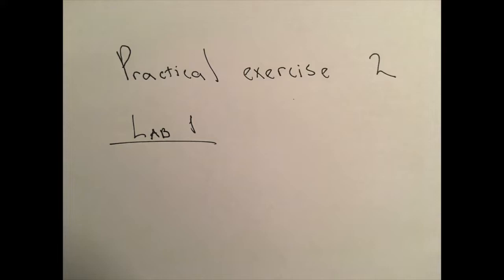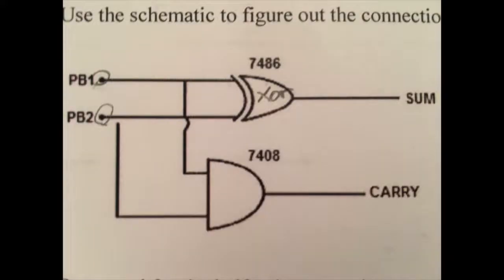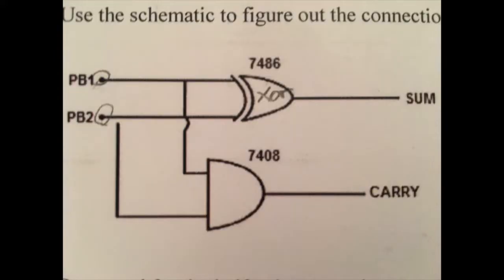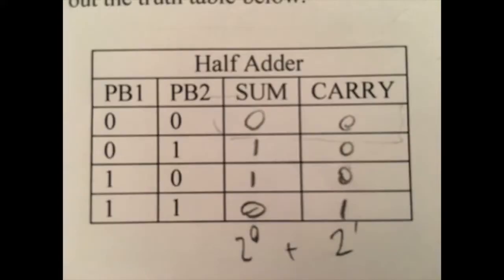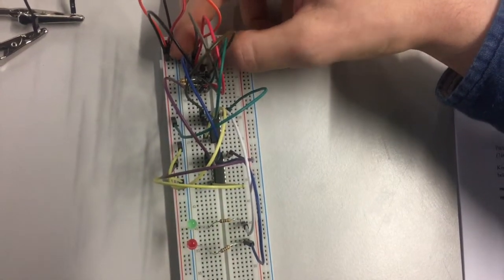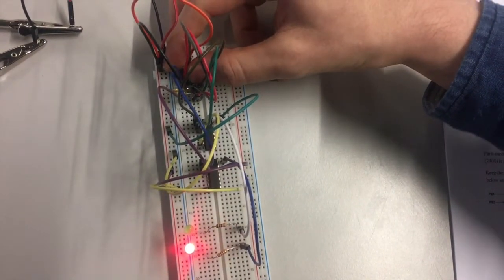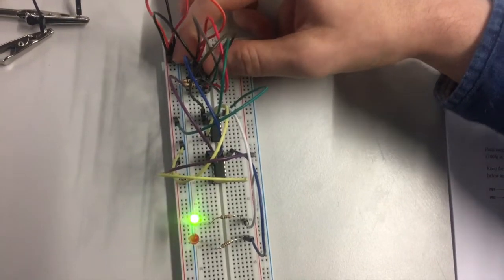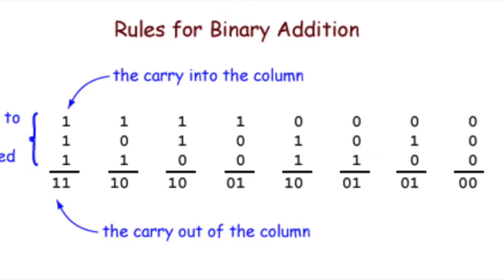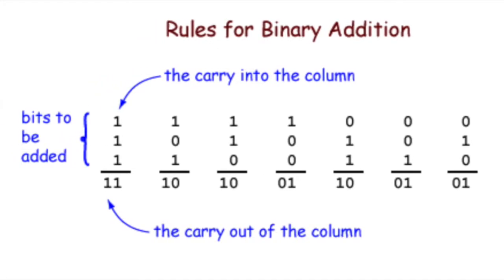Practical exercise 2. The purpose of part 1 was to build a half adder and half subtractor and examine how they work. First up was the half adder. After building the circuit and filling out the truth table, it was evident that we had a half adder. When both push buttons were 0, the sum and carry are both 0 as well. It isn't until both inputs are 1 that the carry will be 1 and the sum 0, which fits the adding rules of binary numbers.